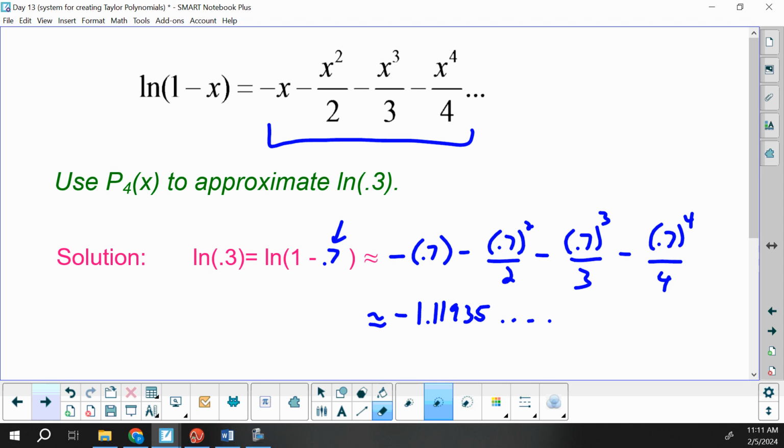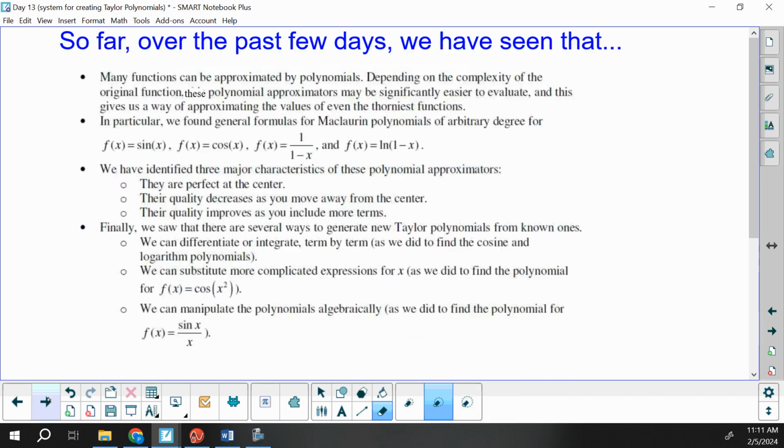All right, we're going to see one more big thing in this video, but before we do that, let's recap what we know so far. Many functions can be approximated by polynomials. They can be complex. That's why having something that's a polynomial to represent them is helpful. We've seen sine x, cos x, 1 over 1 minus x, natural log of 1 minus x, and we also saw from the homework e to the x as well.